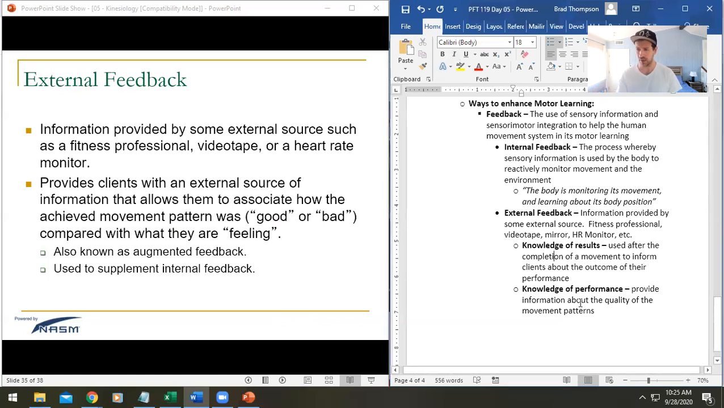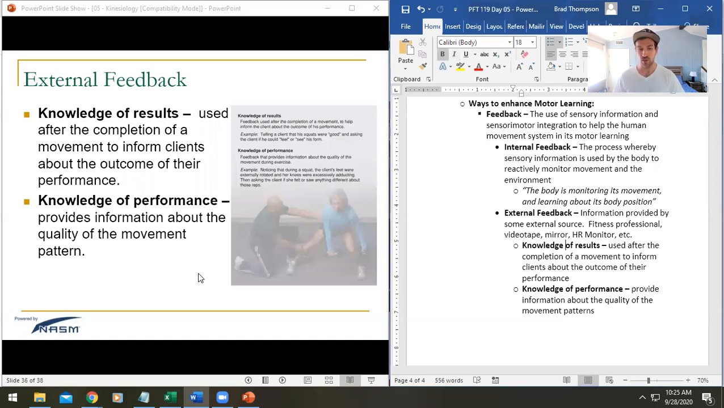So there's kind of two big parts of this, right? When it comes to external feedback, there's knowledge of results and there's knowledge of performance. Knowledge of results is used after the completion of a movement, just to let you know, hey, the movement's over, or good job, right? And then knowledge of performance is information about the quality of the reps, right? So an example of knowledge of results is telling a client that their squats were really good, right? And then an example of knowledge of performance is, during the squat, being like, hey, your knees are rotating externally, right? So that's what makes your squat good.